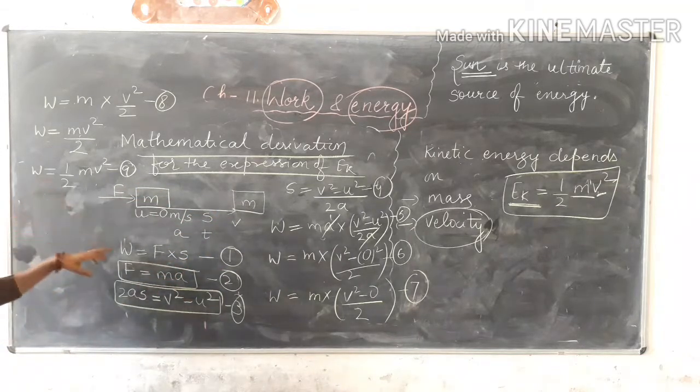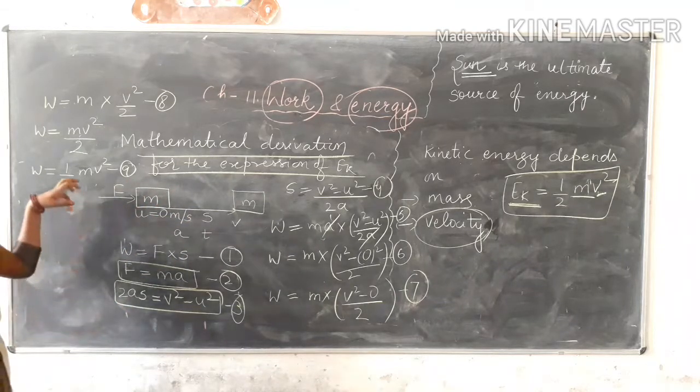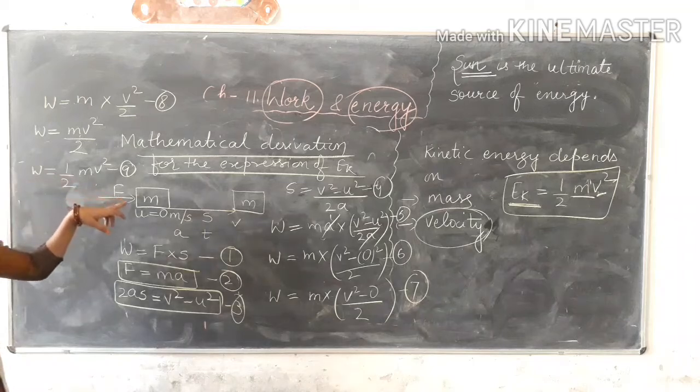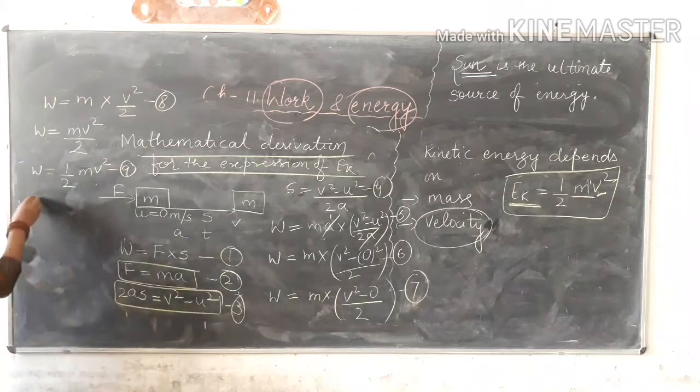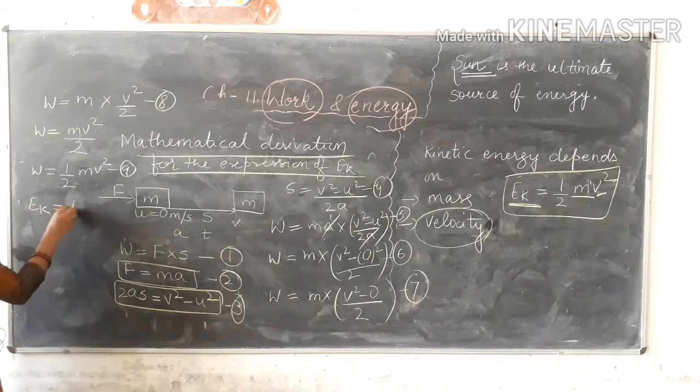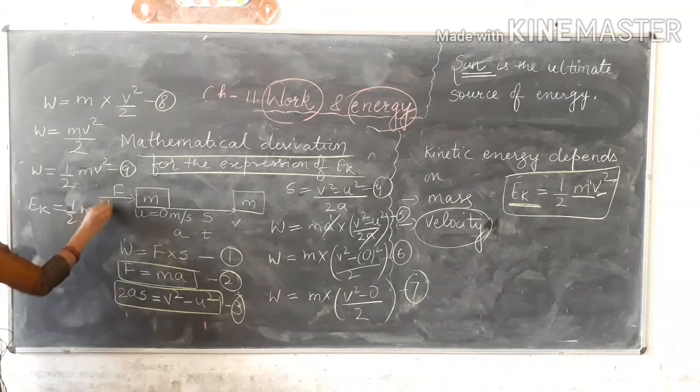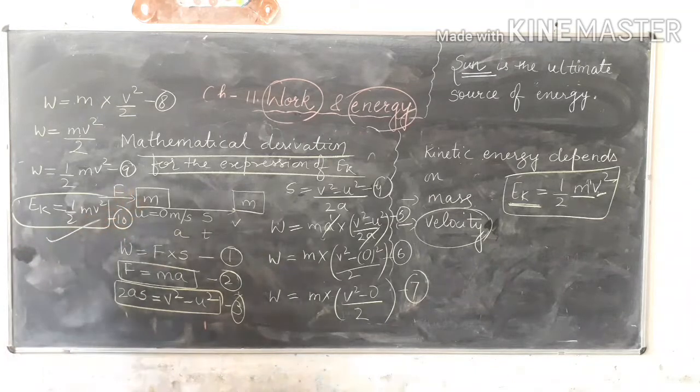So due to work, it acquires kinetic energy. So whatever work is done on the object, that much kinetic energy it has. So work is equal to kinetic energy. So in place of work, we can write kinetic energy is equal to half mv square. This is the 10th step. So in this way, the expression or formula of kinetic energy is derived mathematically.